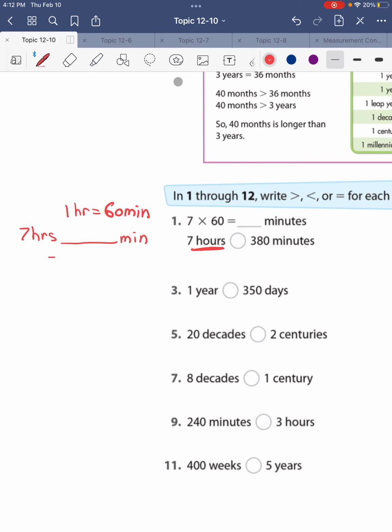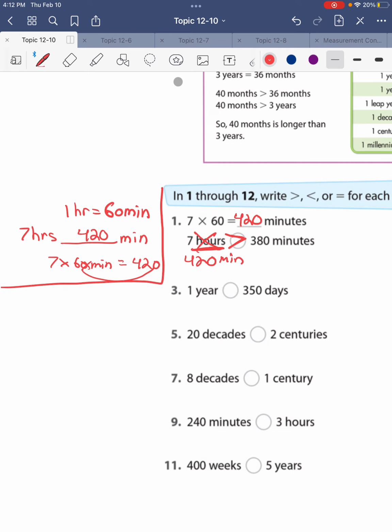You just do 7 times 60. When you do 7 times 60, remember your 0 goes over here, cross it out. 7 times 6 is 42. So that means 7 hours is actually 420 minutes. So I'm going to put here 420 minutes. Now if I compare them, I know that 7 hours is more.